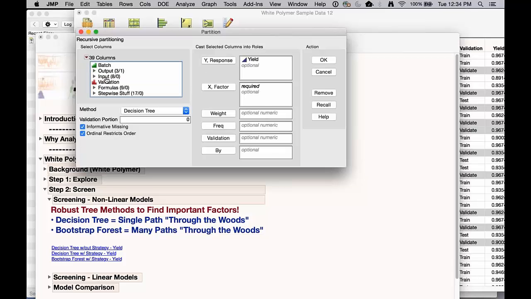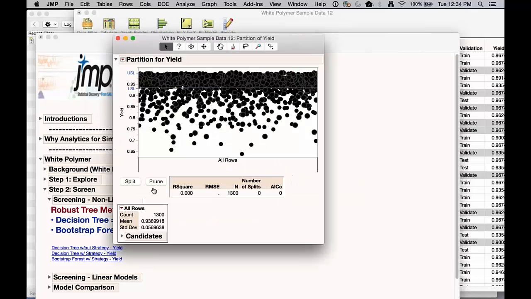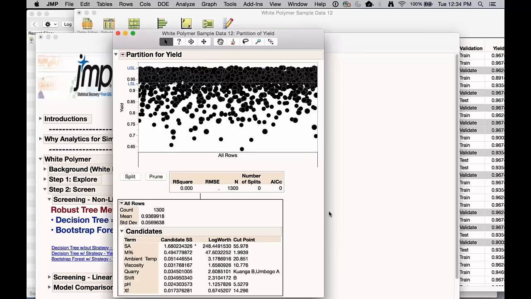I'm going to put my yield up here. I'll put all my inputs in. All right, and that's all I'm going to do. Basically, all it does is look through all my data and say, is there a way I can break any of those columns of inputs into two groups? That's why you're seeing cut point. It'll try different cut points, but basically it says, can I split into two groups, and will that explain anything? And this is the R squared.